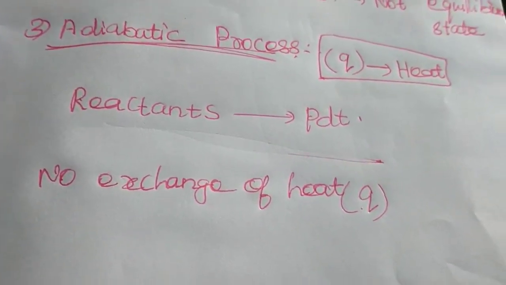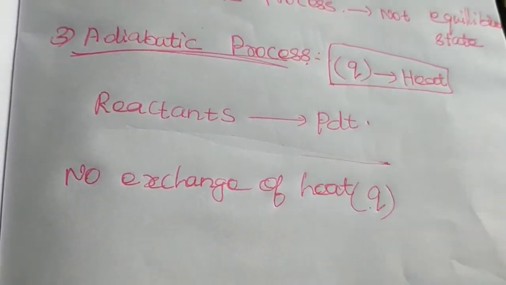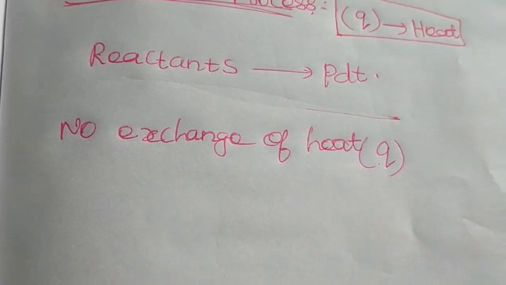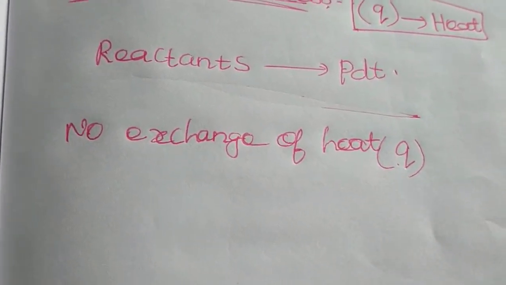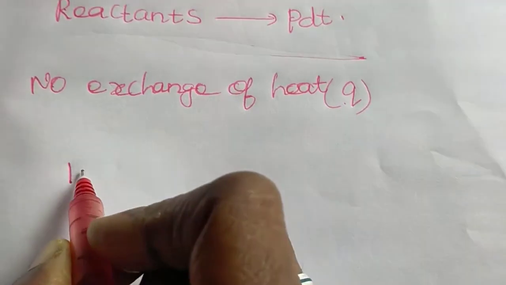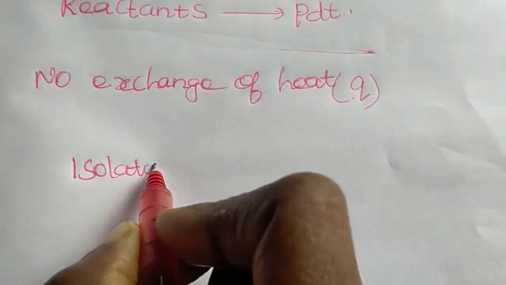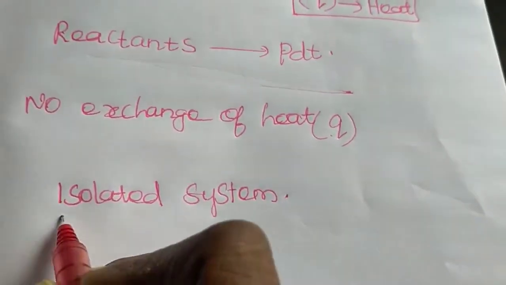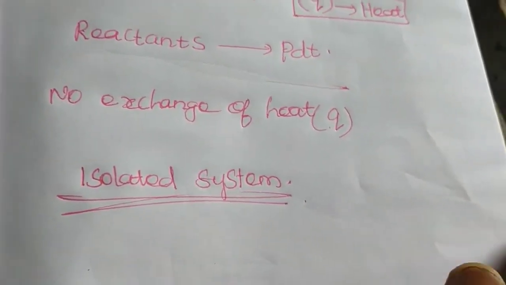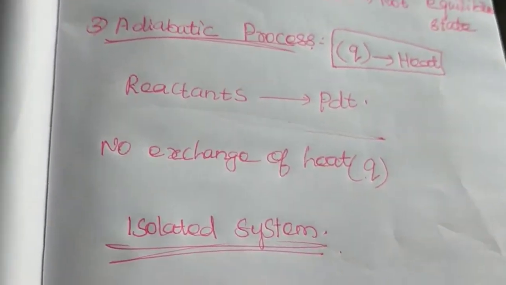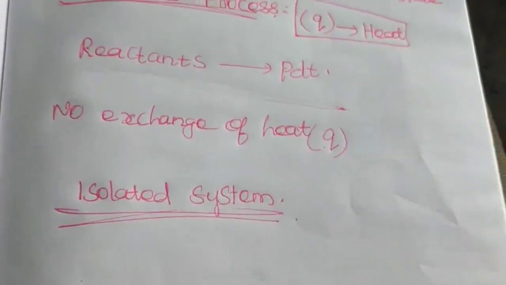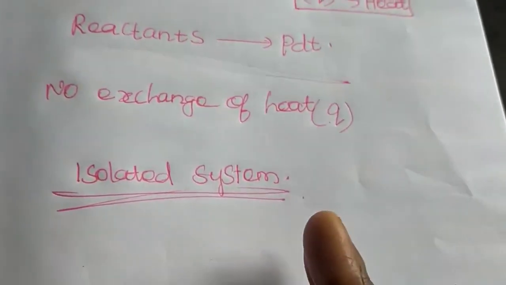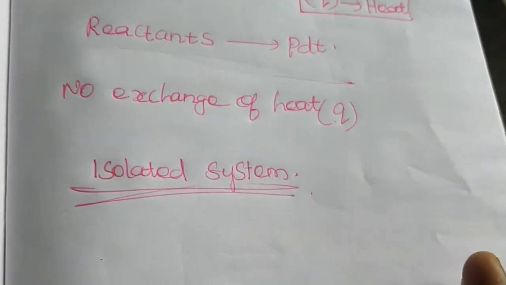Is it possible? Yes, it is possible. Where is it possible? In an isolated system. What is the characteristic of an isolated system? If there is no flow of heat from system to surrounding and from surrounding to system, it is an isolated system.